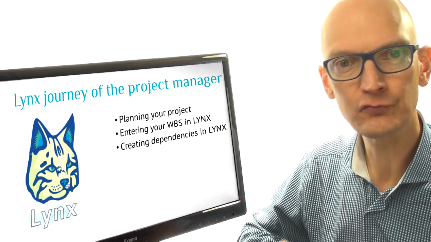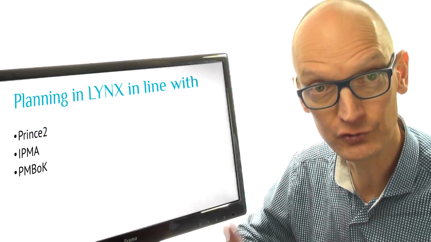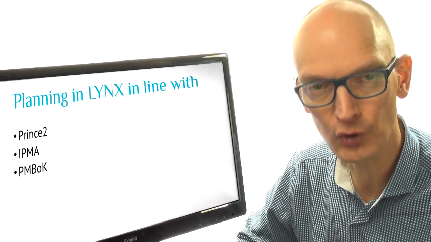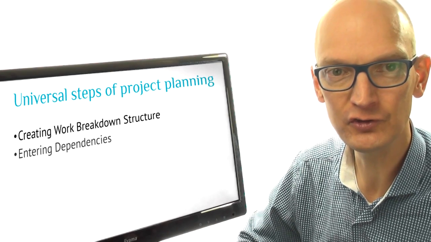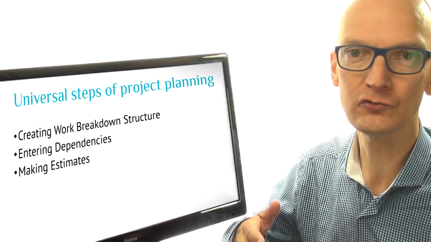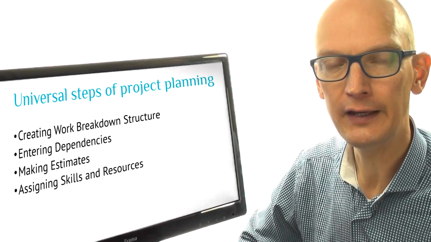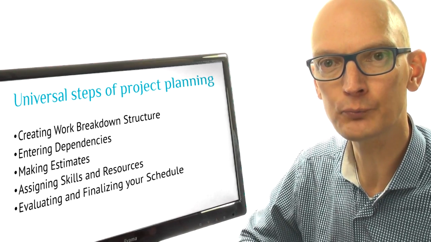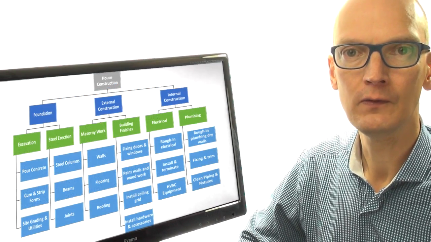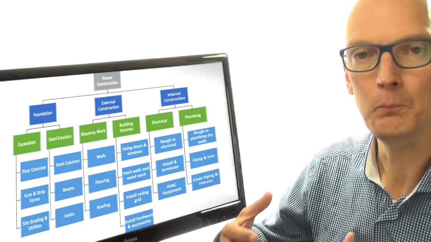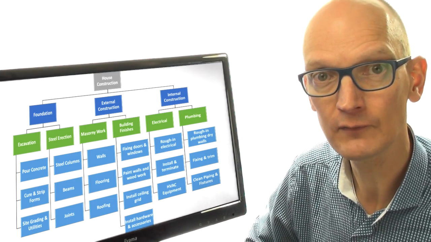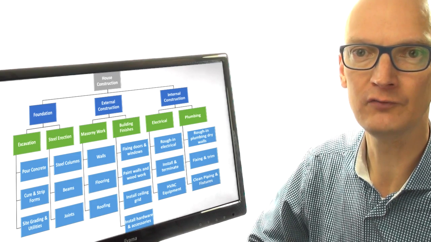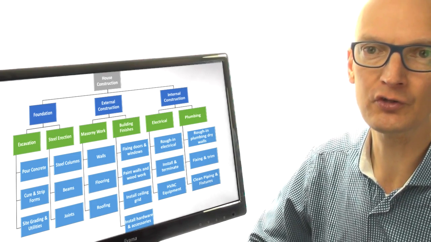Planning your project in LYNX follows the structured steps of Prince2, ITMA and Pinball Guide planning. And it starts with creating your work breakdown structure, entering dependencies, filling in estimates, assigning skills and resources, and evaluating and finalizing the schedule. And we kick off by a simple work breakdown structure of a house project. The project manager broke it down in 3 main deliverables: foundation, external construction and internal construction, each built up from several products and sub-products and activities.